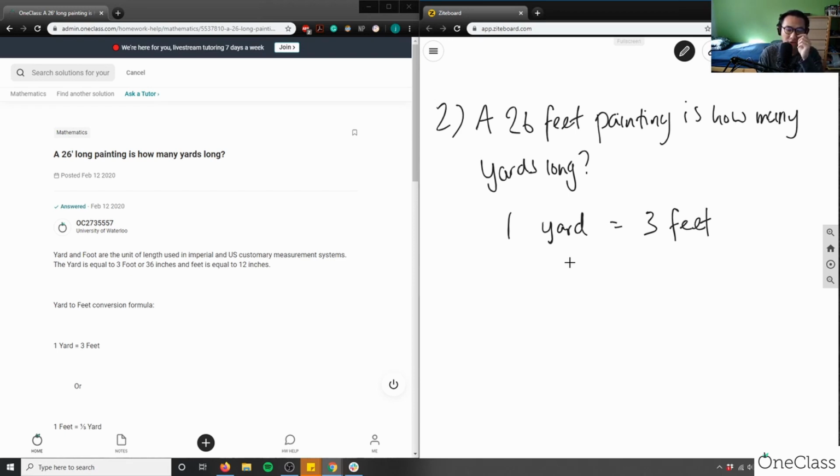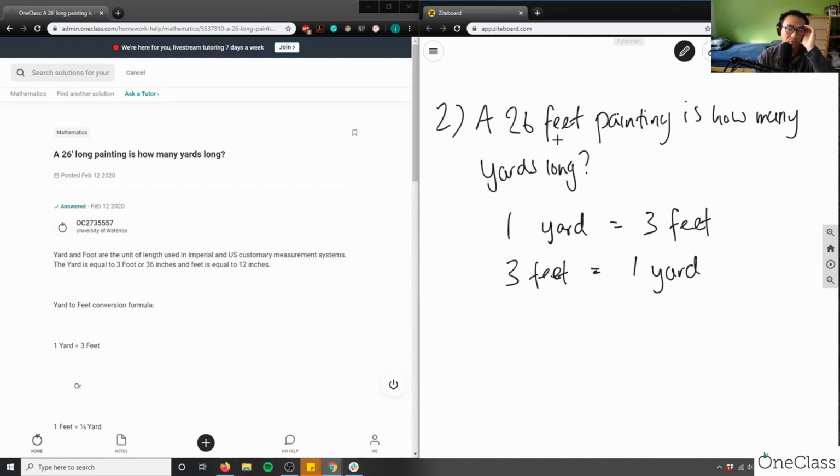So again, how would I solve for this problem? 1 yard equals 3 feet, or I can say 3 feet equals 1 yard, depending on how you look at the problem. Again, take a moment to think about this problem. How would I convert from feet to yards? So from feet to yards is what I'm doing here.